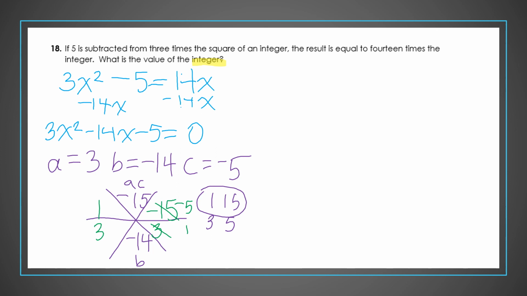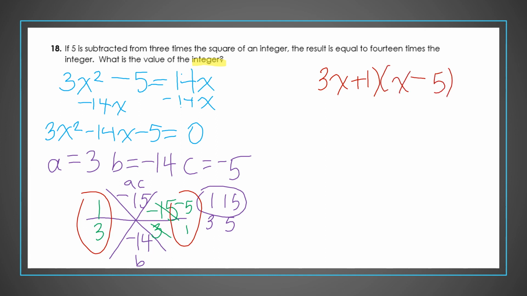We are now ready to create our factors bottoms up. So for 1 over 3, that's going to give me 3x plus 1. And for -5 over 1, that's going to give me x minus 5. So these are our factors. In order to get the solutions, I'm going to set the factors equal to 0. So 3x plus 1 equals 0, and x minus 5 equals 0.